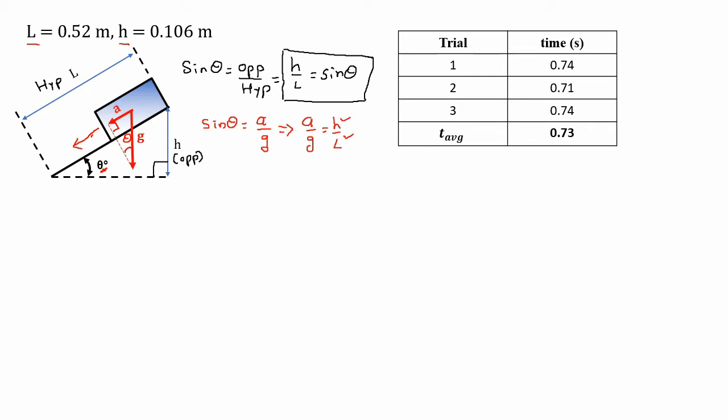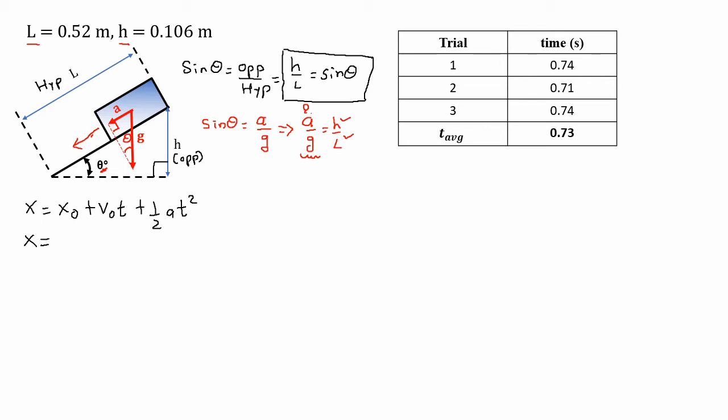What we're going to do next is, using kinematics, calculate this acceleration A. Once we get A, then the last thing to calculate would be the G. Okay. So for the kinematics, we are going to use this equation: x equals x0 plus v0 t plus half a t squared. Now let's see what the pieces of this equation are.